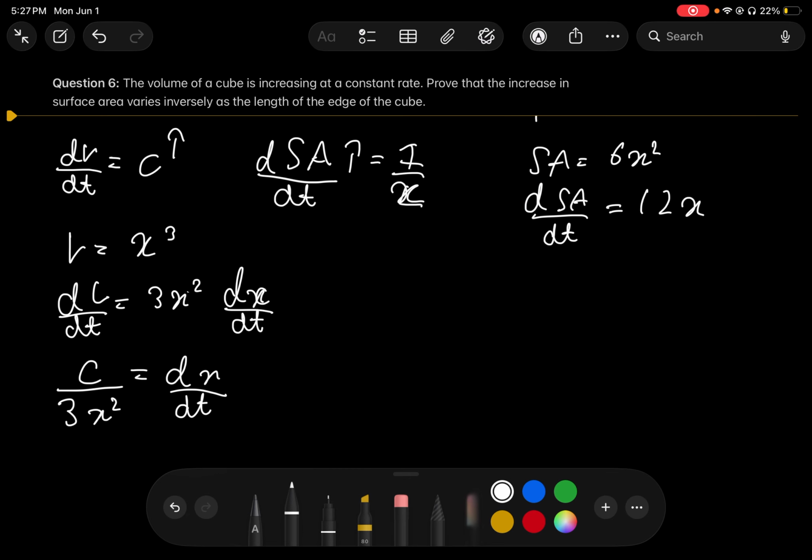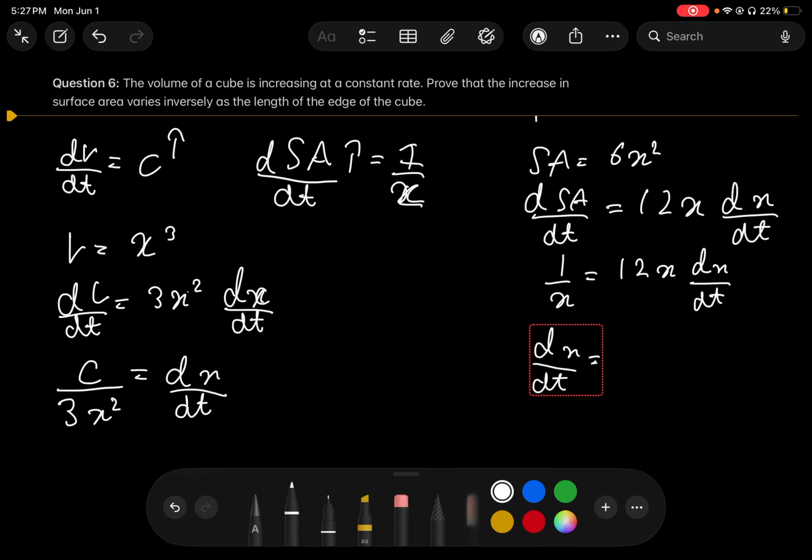Why am I stressing out? No one's gonna watch this. Then there should be 1 upon x, no? I'm gonna put 12x and हमें x को भी तो t से वो करना होगा भाई, dx by dt, है ना? आदि हाँ, 1 upon x is equal to 12x dx by dt, and then dx by dt is equal to 1 upon 12x squared.